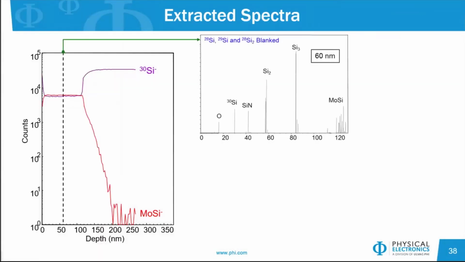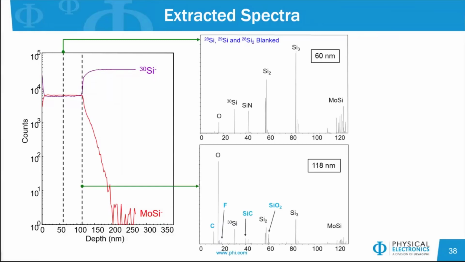And so one of the nice things with TOF-SIMS, since you can do everything retrospectively, you can look at the spectra that are generated at different points in the depth profile. So looking at the polysilicide film, you can look at the mass spectra generated from it: oxygen, silicon, silicon nitride, and polysilicide here. Silicon-28 and 29 aren't present, and the dimer is blanked just to protect the detector. That's why they're not present in the spectrum. Now looking at the mass spectrum generated at the interface, you can see carbon is present, fluorine, silicon carbide, SiO2, as well as the polysilicide.